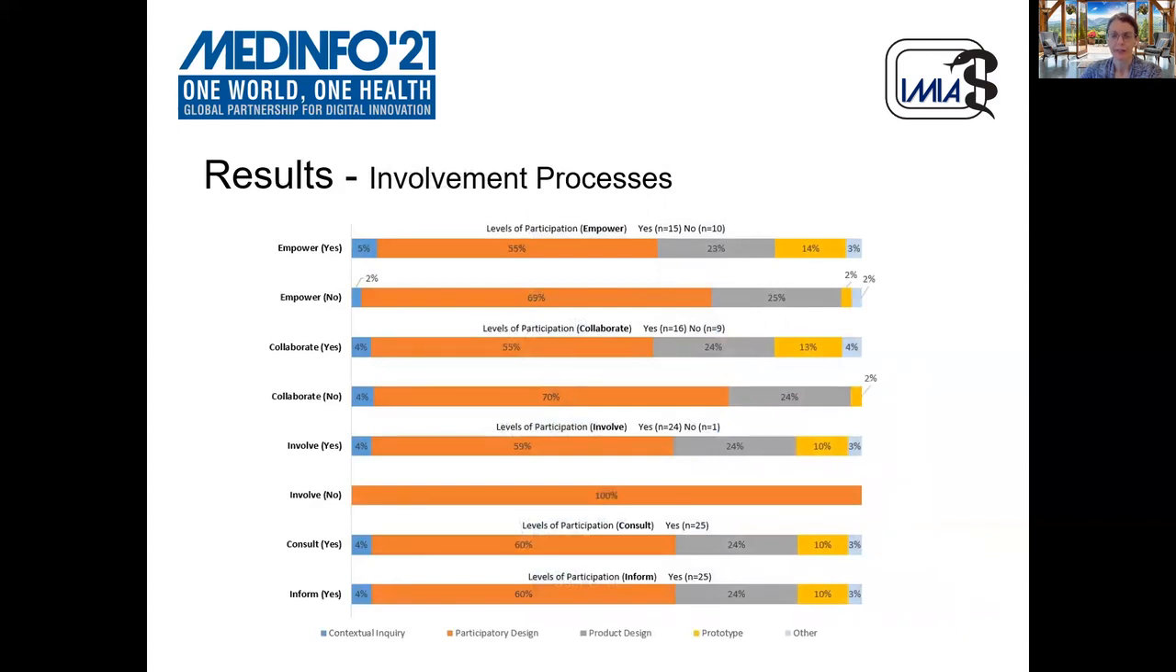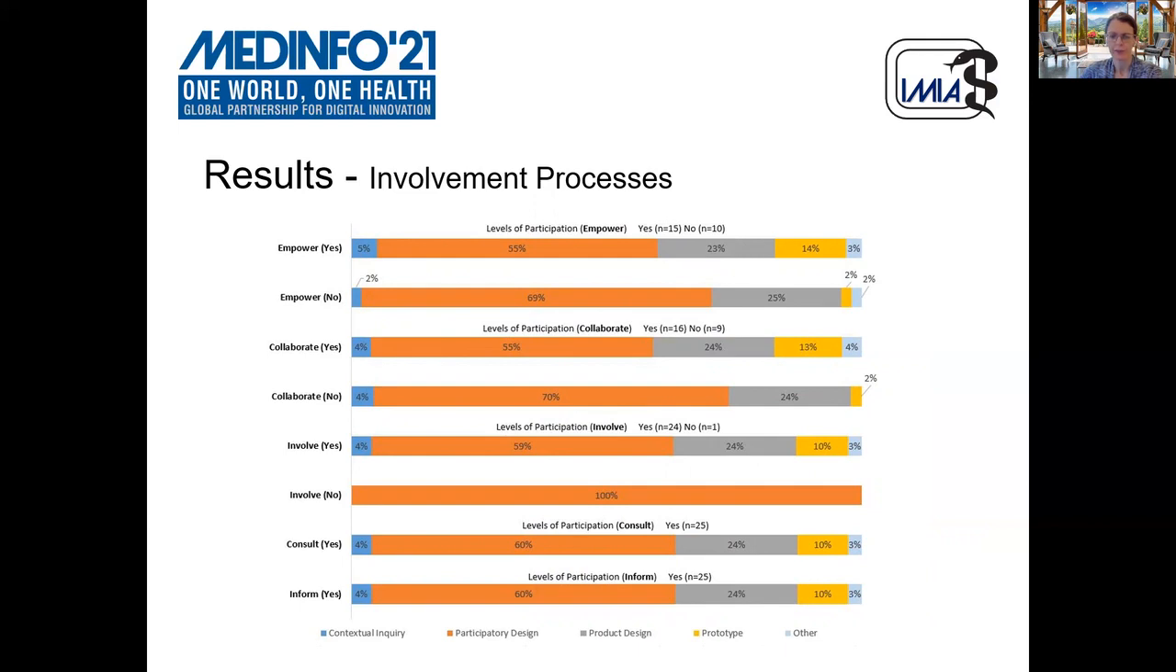151 involvement processes, which represented 4 distinct stages, as you see here, from contextual inquiry, participatory design, product design, and functional prototypes, were extracted from the included studies. Each study utilized between 2 to 11 involvement processes, with a mean of 6 processes per study.